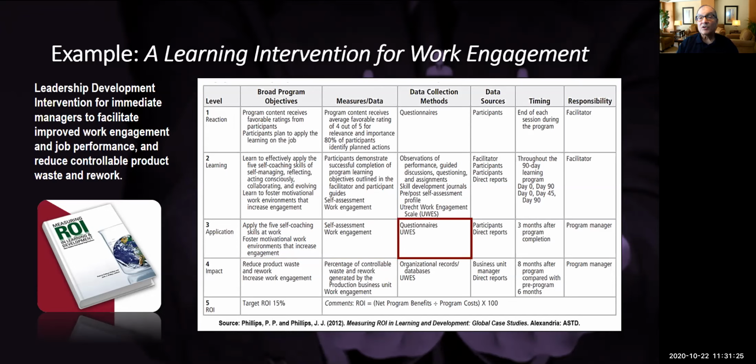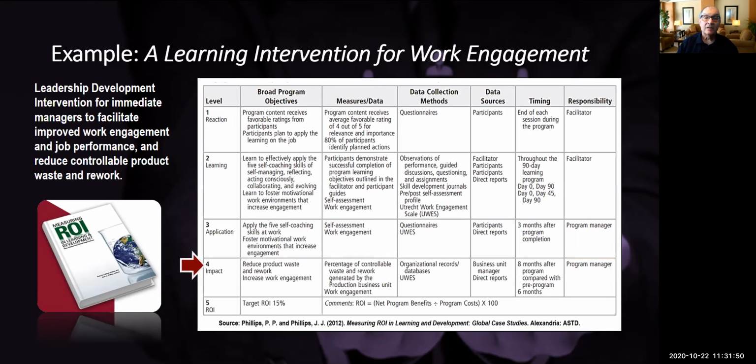How are we going to do it? Questionnaires, Utrecht work engagement scale. The data is going to come from the participants of the learning program who are now on the job applying the skills, as well as the direct reports. We're going to do it 3 months after the program completion. Why? To allow them to develop their habits on the job. Who's going to do it? The program manager is going to actually collect that data.